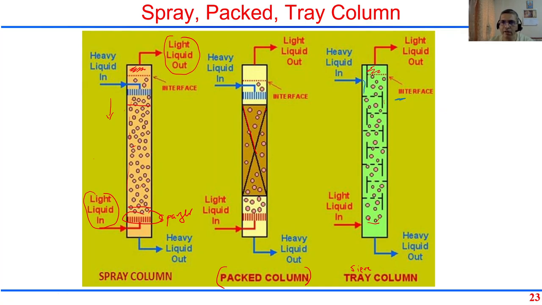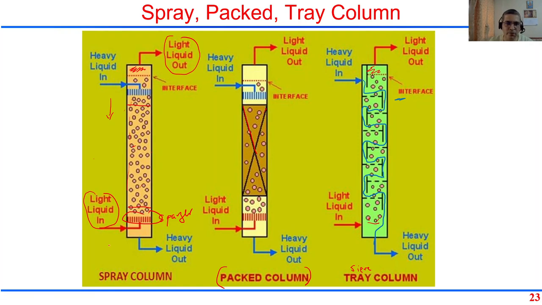column here. It will go across the tray, it will go through the downcomer, then across the tray, then through the downcomer, then across the tray, through the downcomer, just like we have the liquid phase moving in a gas liquid tray column. Downcomer, across the tray, and then downcomer, and across the tray, and downcomer, and then finally out.